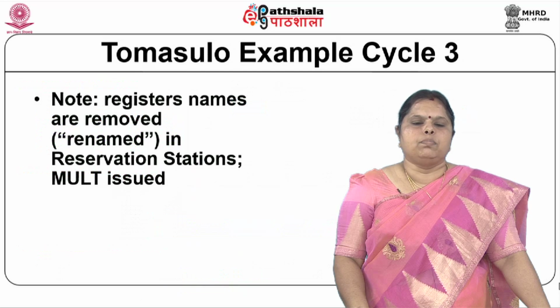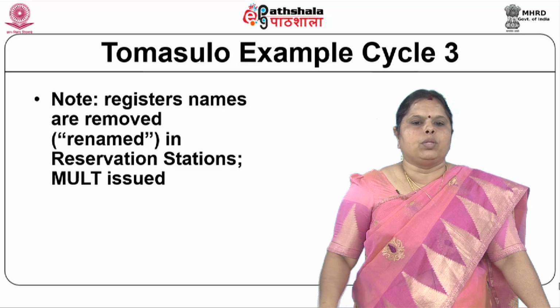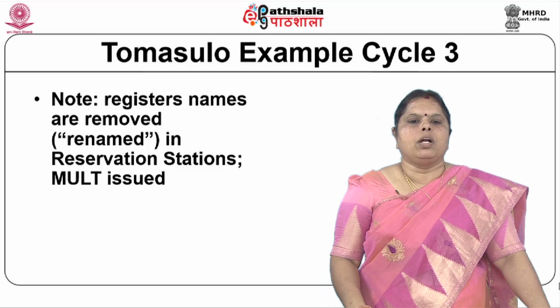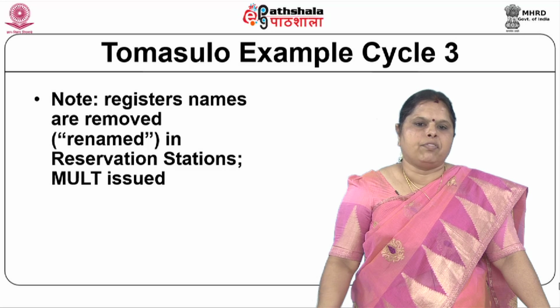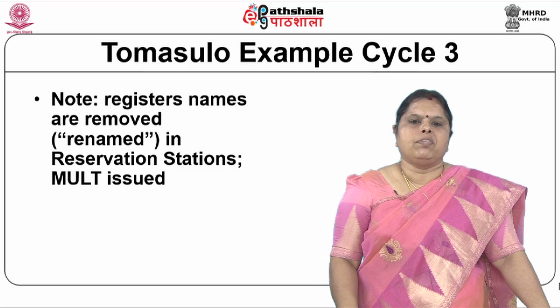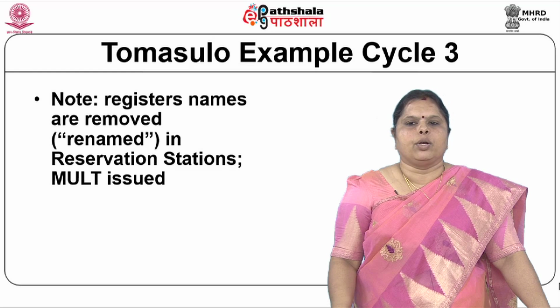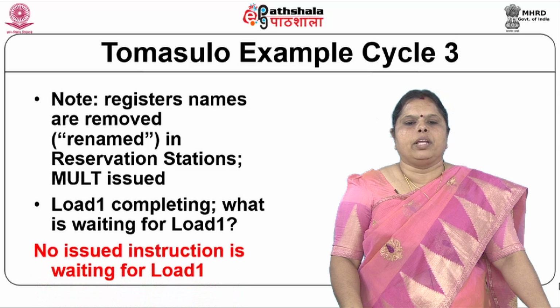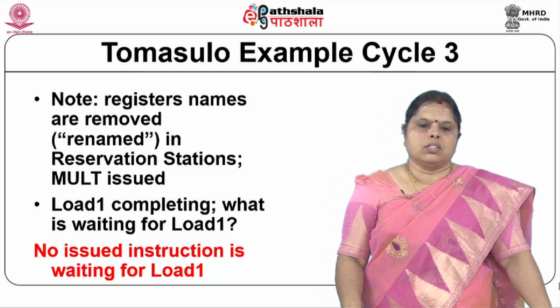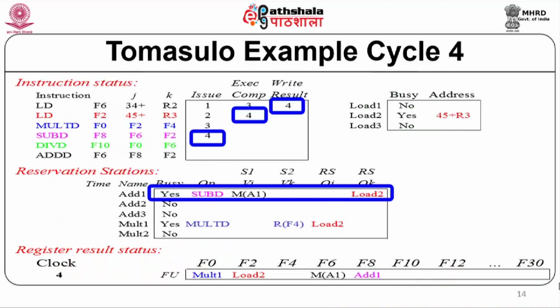Observe the fact that the register names have been removed and renamed with the help of reservation stations when your mult instruction has been issued. The operand has already been read from the register and buffered in the reservation station allocated to your mult instruction. That is the renaming process that happens. During clock cycle 3, load instruction 1 is completing. You do not have any issued instructions waiting for the load instruction, so you do not have to worry about it for the time being.